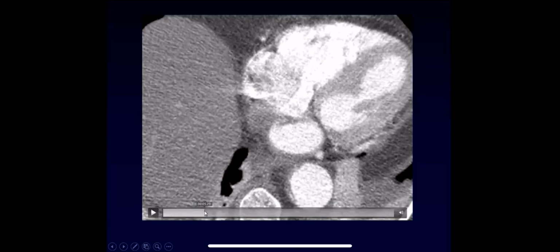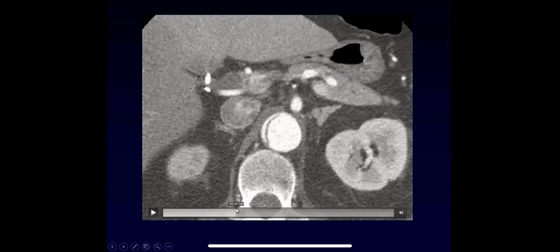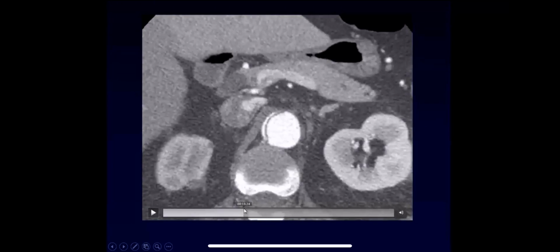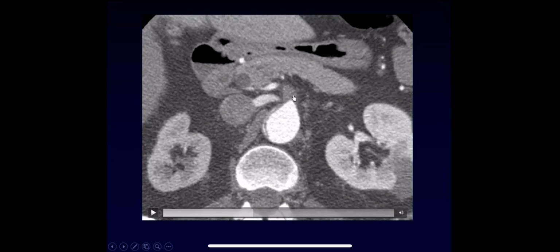You can see the true lumen is really tiny. And then as we are coming past the diaphragm, we're seeing that the celiac is arising from the false lumen. And when we come to the SMA, here is the flap, and here you're seeing no contrast there. This was from static as well as dynamic obstruction of the SMA from this flap.